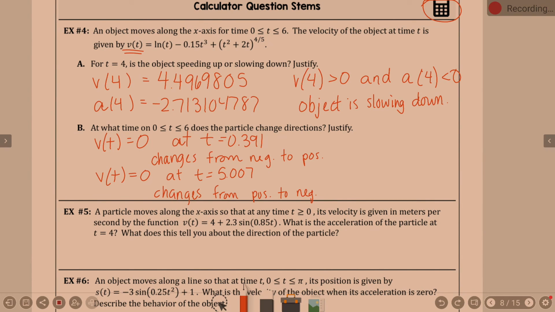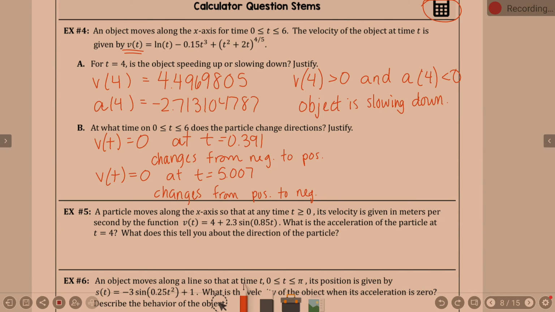Do I have time to talk about 5 or not? 2 minutes. Let's see, a particle moves along the x-axis so that at any time its velocity is in meters per second, given by this new function, v of t. What is the acceleration of the particle at t equals 4? What does this tell you about the direction of the particle?